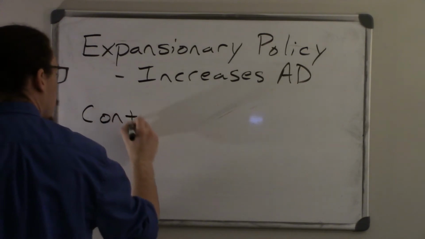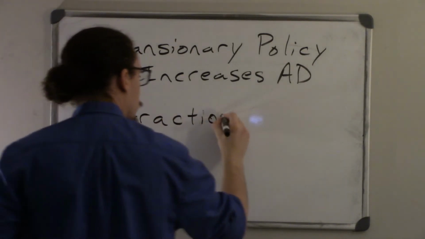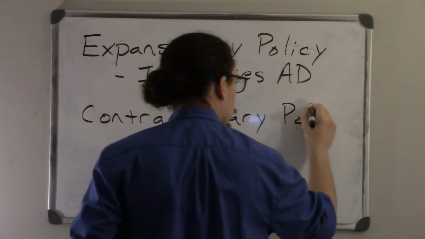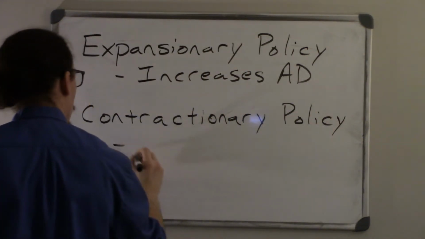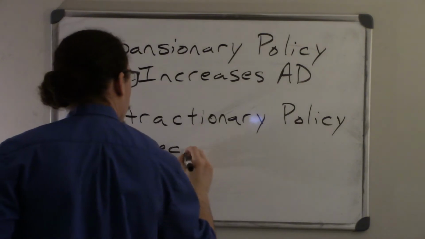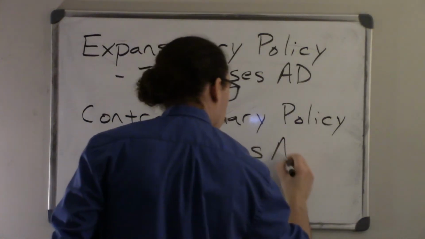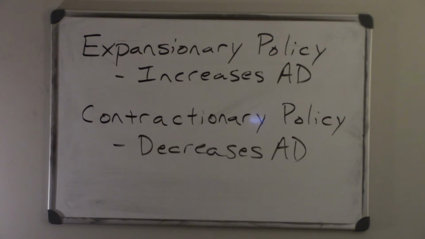Right? The other side of that coin is contractionary policy. You probably figure out what that means, but it decreases, right? It's policy that is intended to decrease aggregate demand, right? So expansionary, it's getting bigger, it's expanding, right? Contractionary, it's shrinking or it's decreasing, right? Makes sense why they're named what they are.